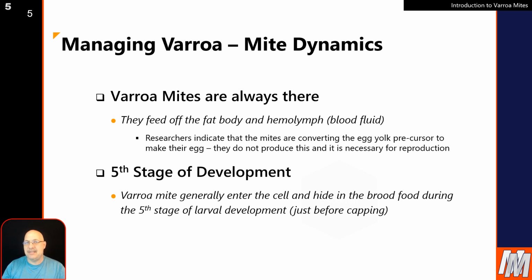The other part is in the fifth stage of development of the larva. There is a pheromone given off from the larva to the worker bees that is said to cause the worker bees to cap the cell. At that time, the Varroa mites exit the adults, go down into the brood food, hide underneath the larva, and then they set up shop to reproduce in the cell while also biting into and feeding on the larva in the process.